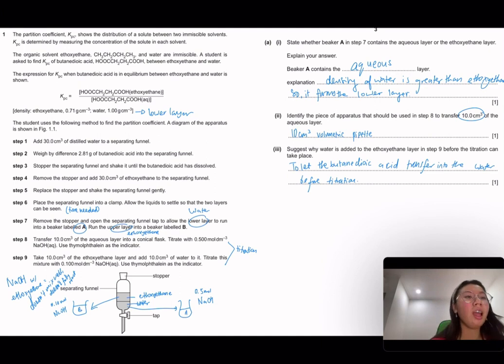Suggest why water is added to the ethoxyethane layer in step 9 before the titration can take place. Okay, so the thing is, your NaOH, your sodium hydroxide, doesn't really react or mix that well with your ethoxyethane. That's why you're adding 10 centimeter cubes of water. This is so that your butanoic acid can transfer to the water first before the titration, so that there is going to be a reaction.